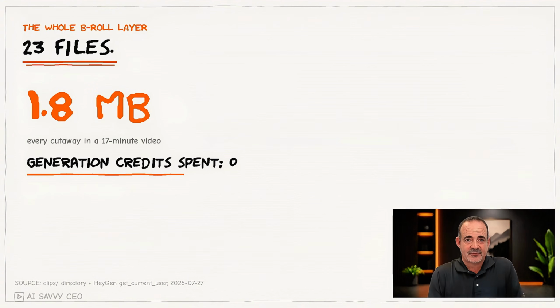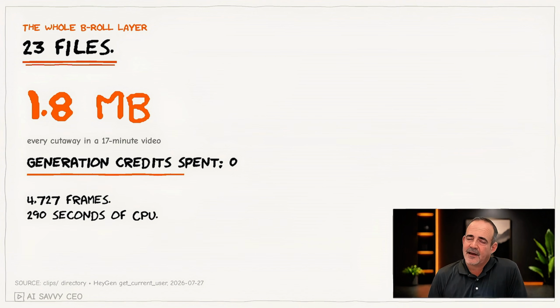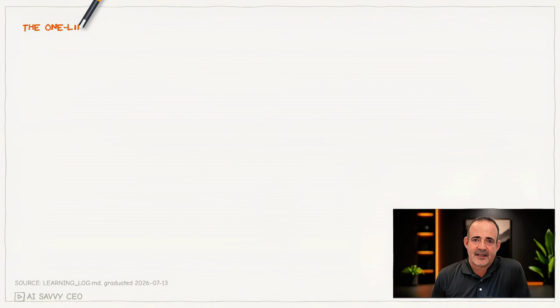So, 23 scenes, drawn as frames, encoded to clips, laid over the A-roll. 4,727 frames, every one drawn in Python. The whole thing took about 290 seconds of processor time, under 5 minutes, against 11 hours the old way. And the old way needed a browser and a graphics card and produced something that looked worse. The clips come out to 1.8 megabytes total, because line art on a flat background compresses to almost nothing.